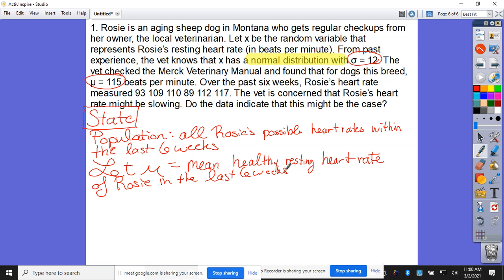All right, so now what? All right, so my null, which is H sub what? What symbol goes first? What has to go here? And what are we claiming that it is? And make sure you have your beats per minute. So 115 beats per minute.